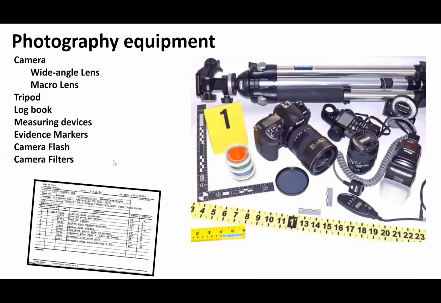Okay. So some of the photography equipment includes the camera, obviously, with lenses. There's a bunch of different lenses besides these two. Tripod, logbook, that's very important. Measuring devices, evidence markers, camera flash, and camera filters. So those are all shown here, but all very important for forensic photography.